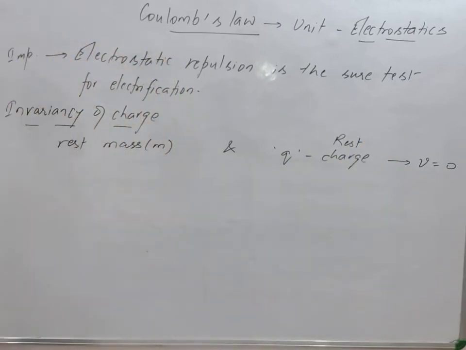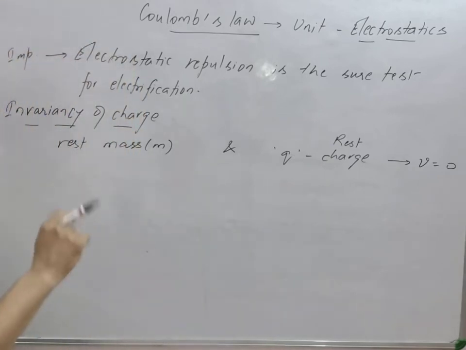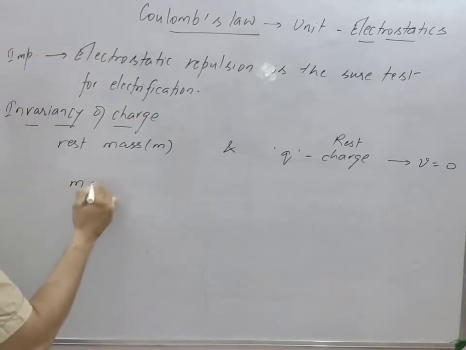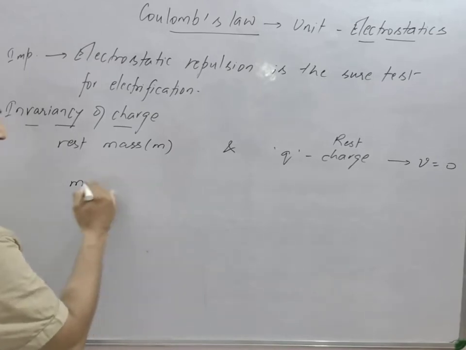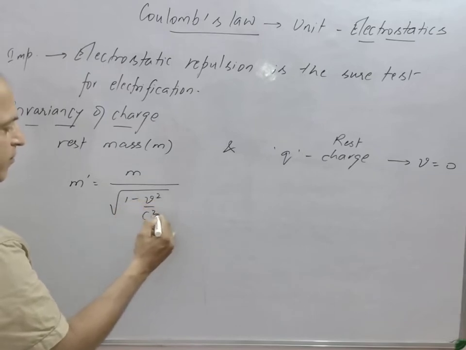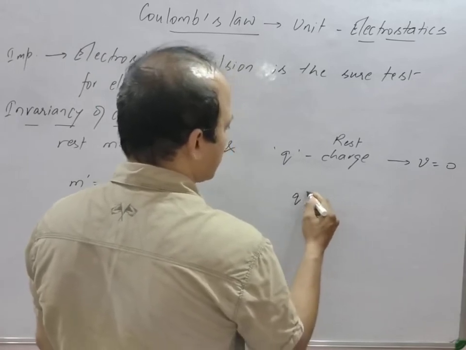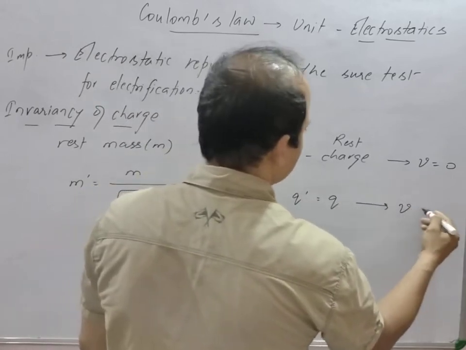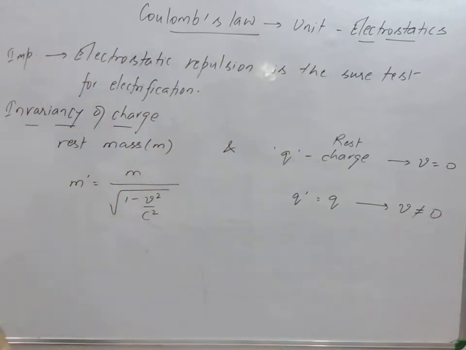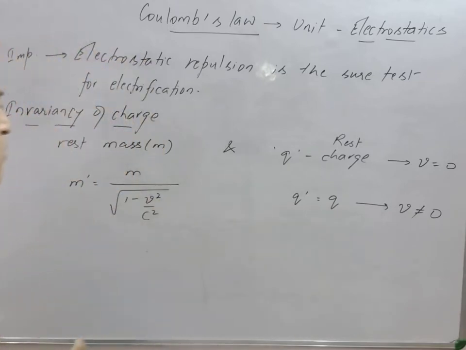Now what happens if you increase the speed of the body or the body starts moving? If a material particle starts moving, the mass will change with speed as per the relation m dash equals m upon under root 1 minus v square by c square. But the charge at a particular speed will remain constant. It remains as q. That is, q dash will remain as q, whatever is the speed of the body. You can see charge does not change with speed, but the mass changes with speed. So mass is said to be variant while the charge is said to be invariant. This is what we mean by invariancy of charge.